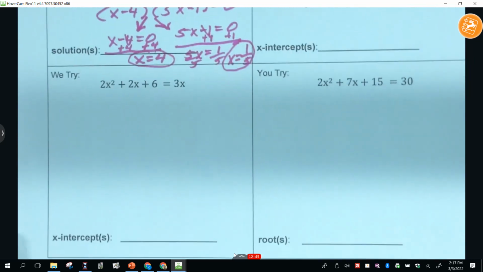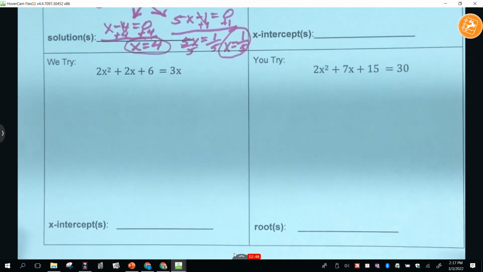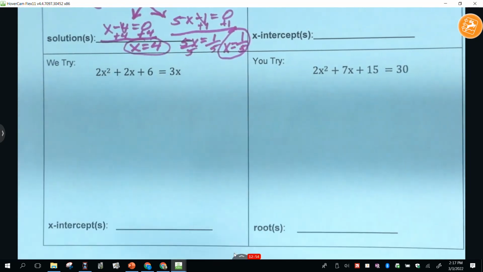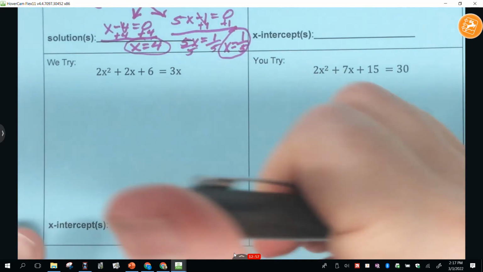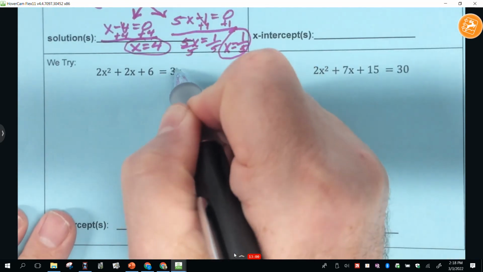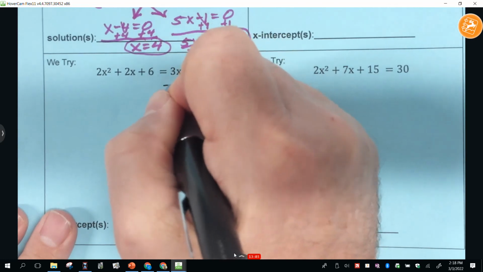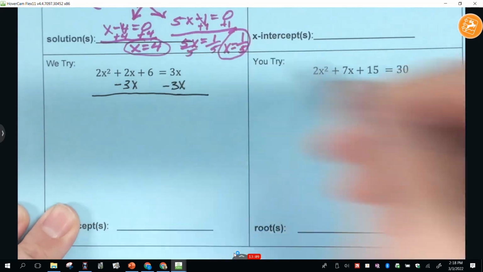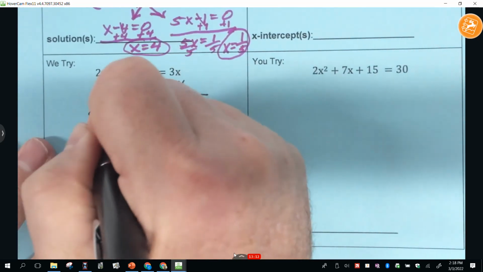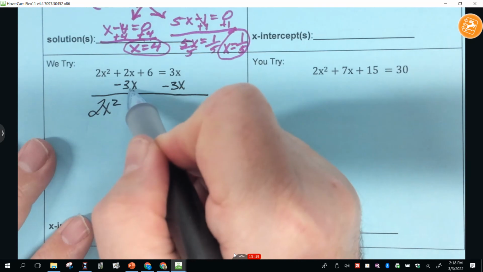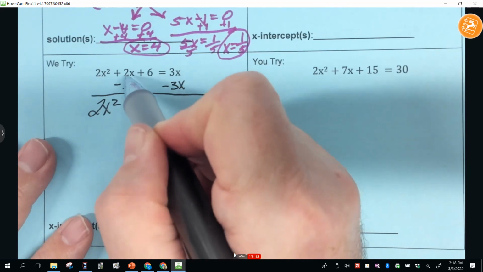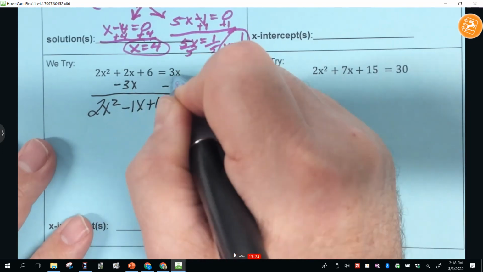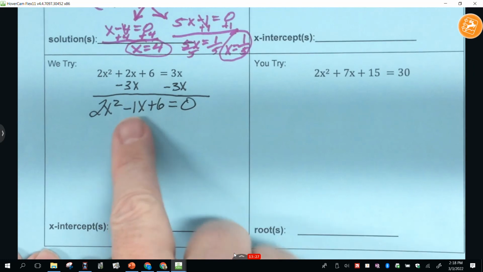Okay, here we go. So let's look at this one. Now notice this is not in standard form here. Okay, this is not in standard form. So our first step here is we have to get this into standard form by making this a 0. So I'm going to subtract 3x, okay? So bring down the 2x squared, so that's 2x squared. Notice I put the minus 3x under the like term, so 2 minus 3, that gives us negative 1x. Bring down the 6, that'll be plus 6. And then this would be equal to 0, okay?